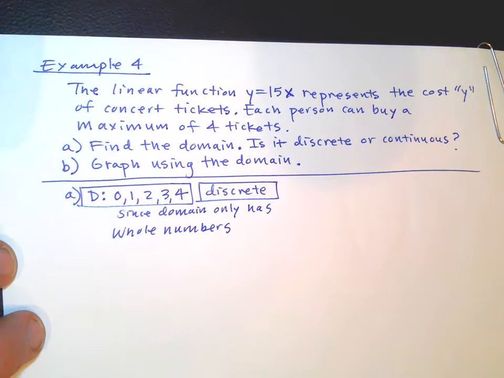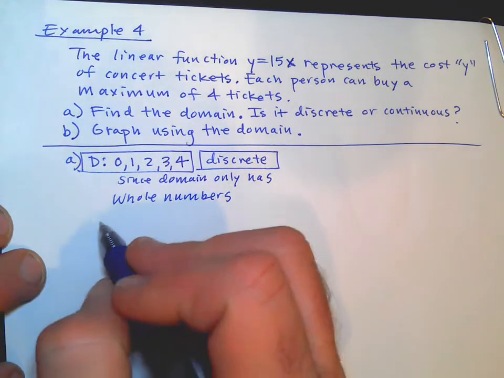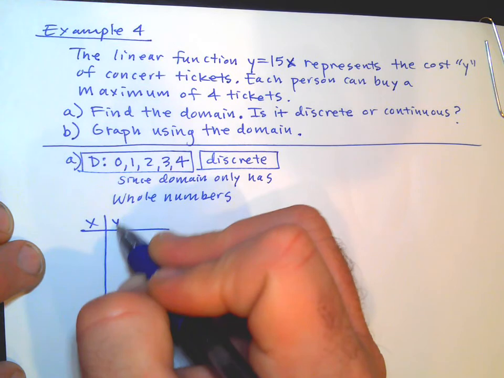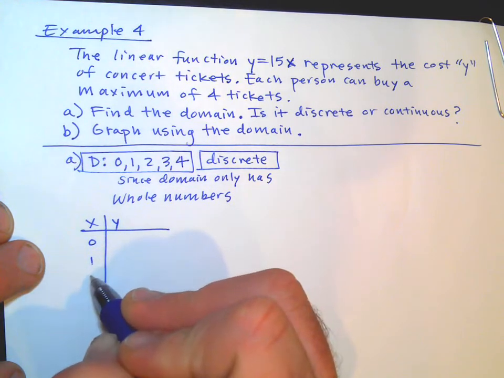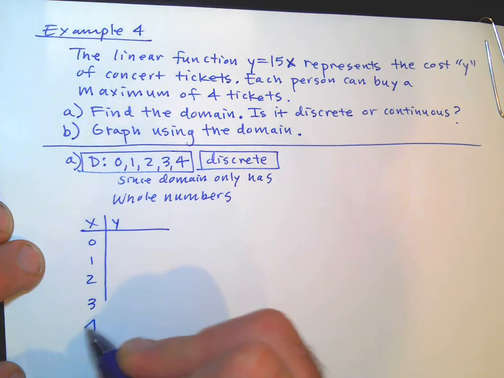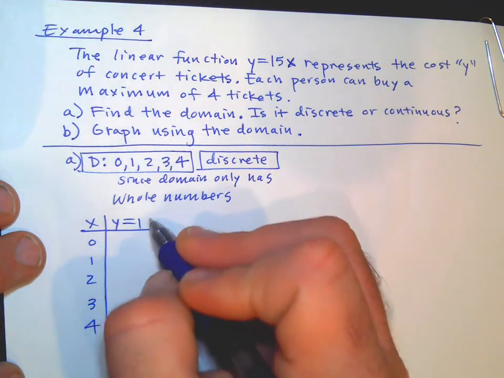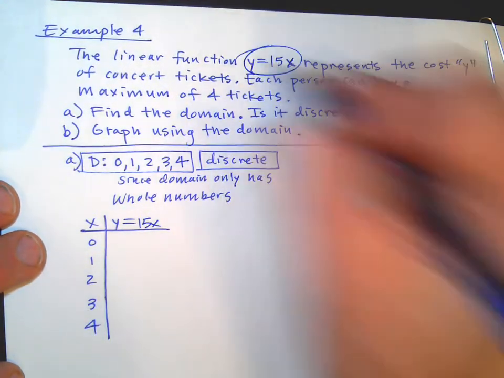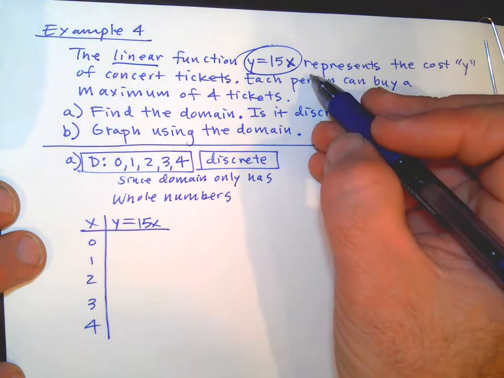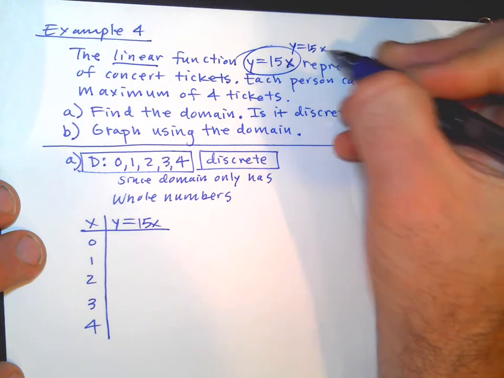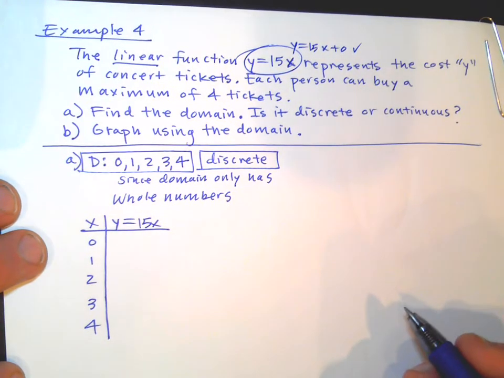Okay. Now, to graph it, we're going to make a table. So we're going to put x, we're going to put y, and we're going to put all the domain, 0, 1, 2, 3, 4. So usually the domain, those are the x values. And then y equals 15x. It's a linear function. It does look like a linear function, right? It's y equals 15x plus 0. It looks like y equals mx plus b. So that's good.